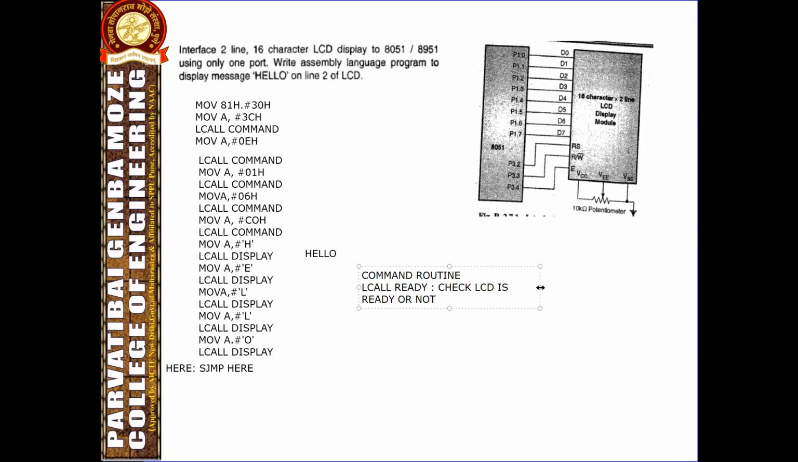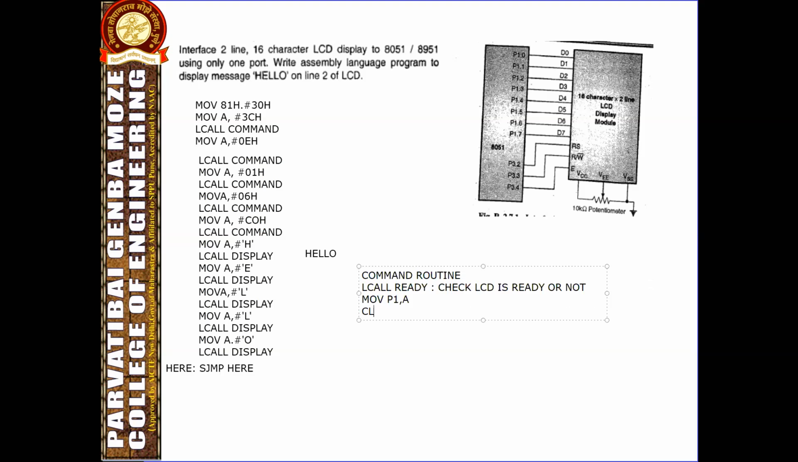So we are calling here the subroutine ready, and what the command should be written in the ready subroutine we will see later. For the time being, for calling the command subroutine, what will happen inside the command subroutine? It will first call the ready subroutine. After that, it will execute this instruction: move P1 comma A. Ensure the command code is issued here.